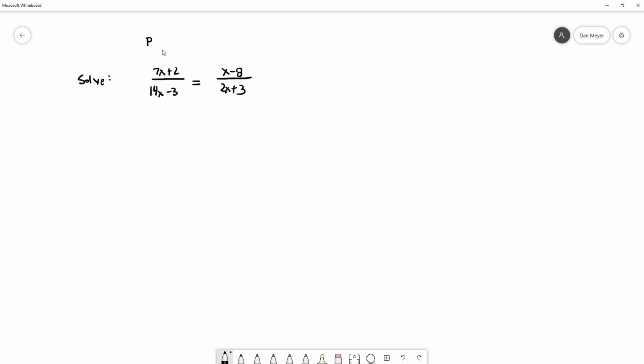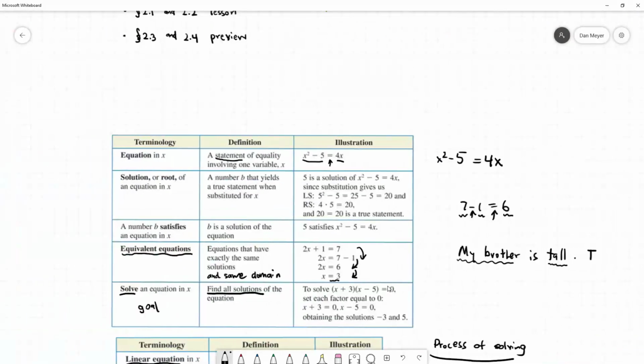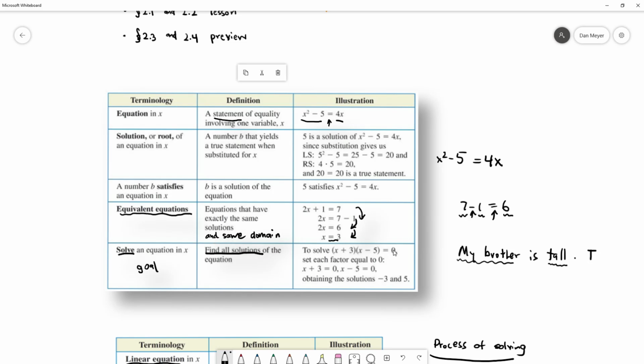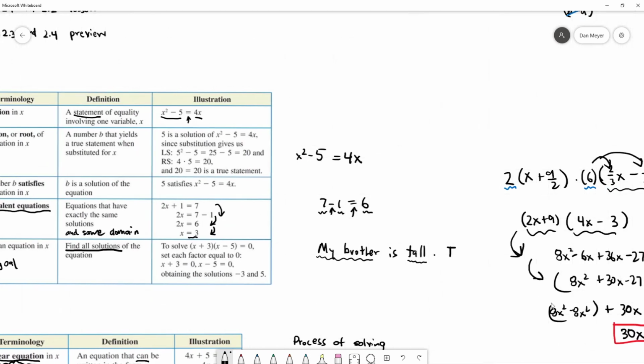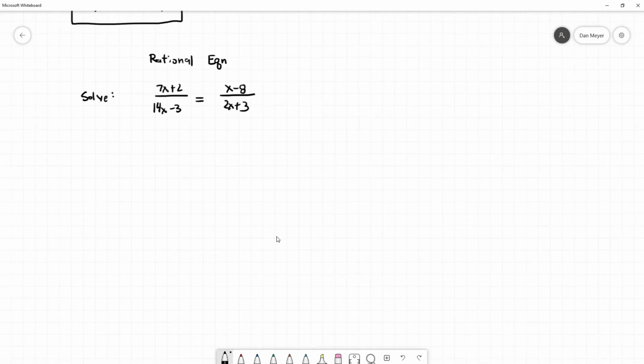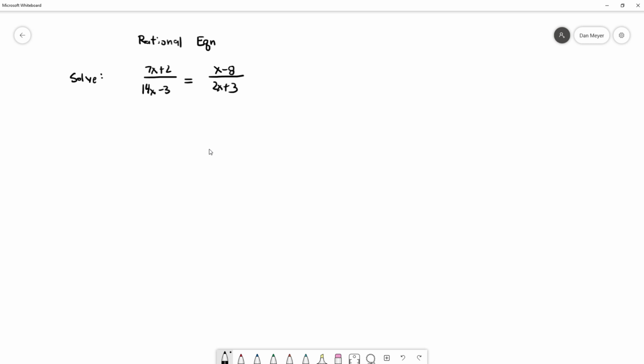Again, I would call this a rational equation. I don't think it's equivalent to a linear equation because of that domain issue. Remember, I have beef with your textbook's definition of equivalent equations. I'd like for my equations to have the same domain. The domain of a linear equation is all real numbers, and here there are a couple numbers that I'm not allowed to use.